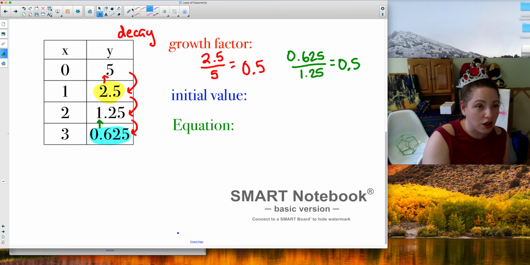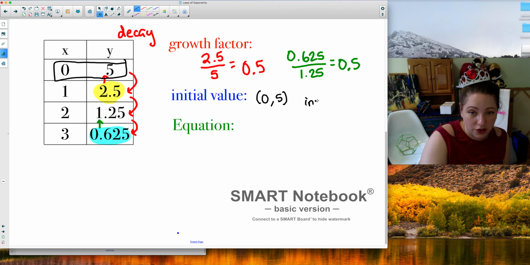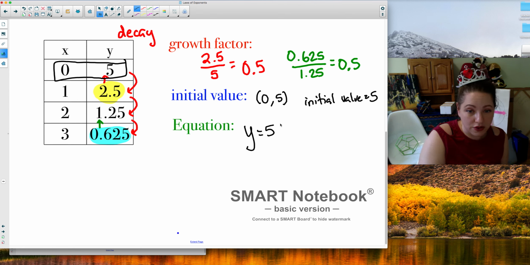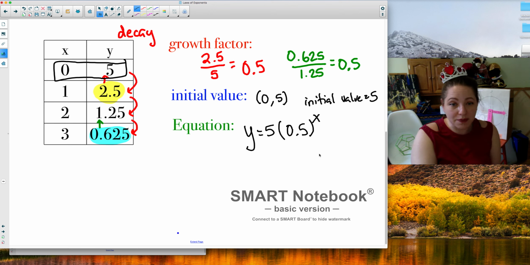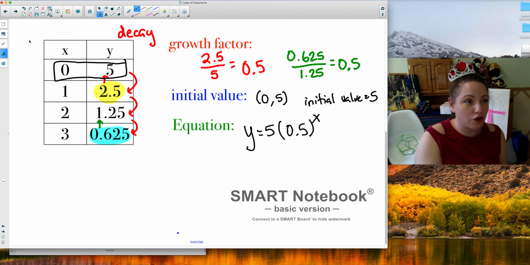Initial value, all I have to do for my initial value is look to see where is the x equals 0. That's it. So the initial value equals 5. Now I write my equation. y equals, initial value goes first, so that's 5, parenthesis. Growth factor goes inside, 0.5, to the x power. And that's it. Done with that. So that's how we would come up with the exponential equation from a table.